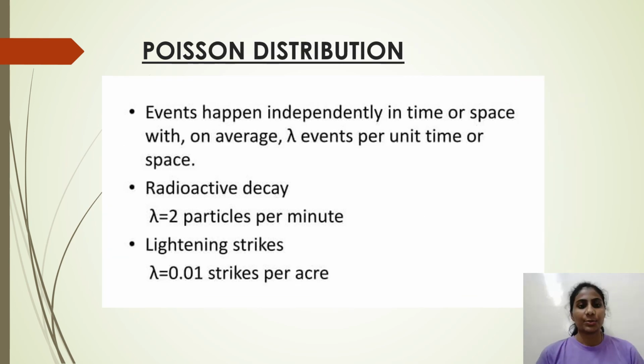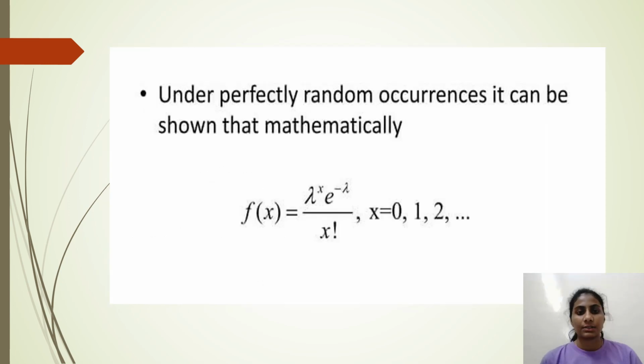We'll move on to the next topic, Poisson distribution, the last topic. Events happen independently in time or space with an average rate. Radioactive events per unit time or space. Radioactive decay: lambda is equal to 2 particles per minute. Lightning strikes: lambda is equal to 0.01 strikes per occurrence. For perfectly random occurrences, it can be shown mathematically that f(x) = λ^x e^(−λ) / x!. X can be 0, 1, 2 and 3. This is a Poisson distribution.